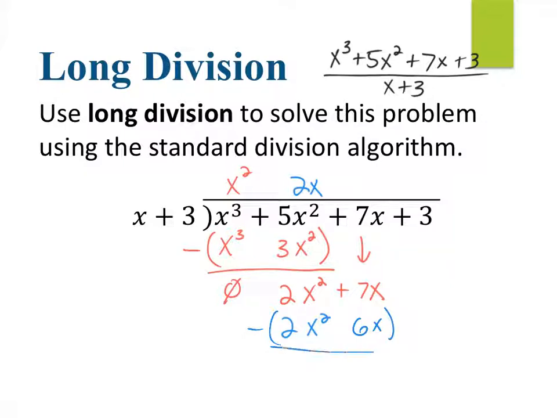Everything's getting subtracted. 2x squared minus 2x squared is 0. 7x minus 6x is 1x. And I bring down the next term. How many times does x plus 3 go into x plus 3? Oh, that's a 1. So it goes in 1 time, and I'll do that with green. 1 times x is x. 1 times positive 3 is positive 3. I subtract. My remainder is 0.